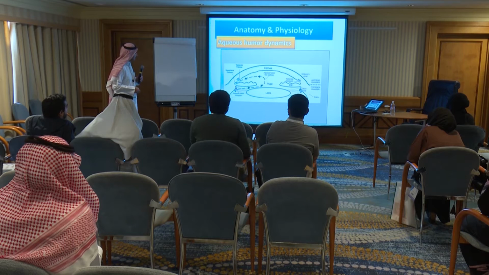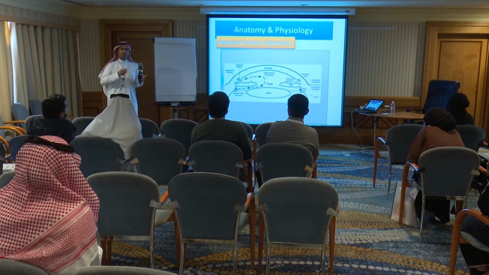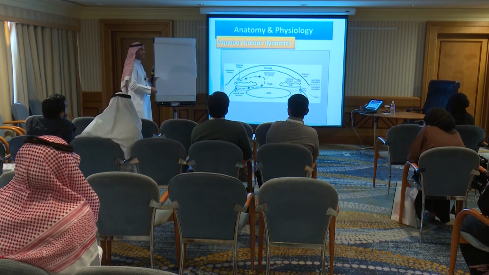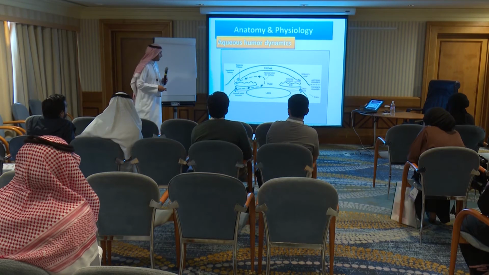Again, this is another picture. Ciliary processes, posterior chamber, aqueous humor nourishes the lens, goes through the pupils to the anterior chamber, nourishes the cornea, then we don't need it anymore. It should go through this angle. So this angle is very important.